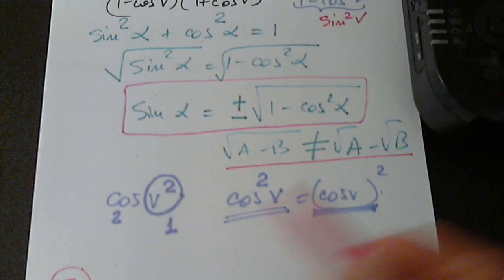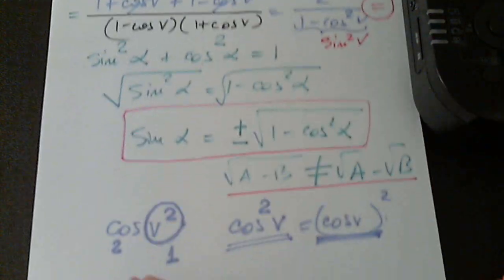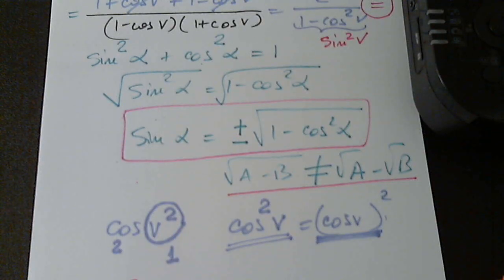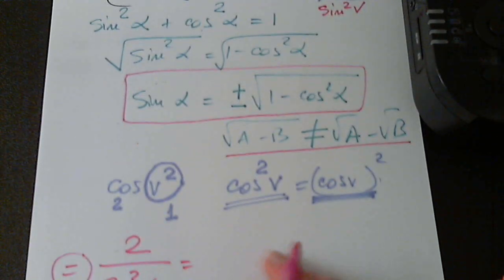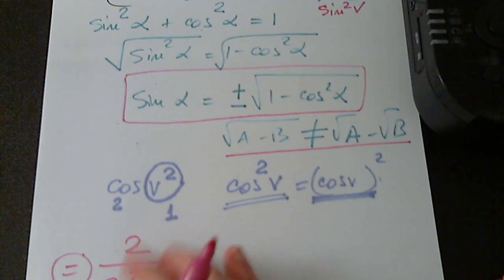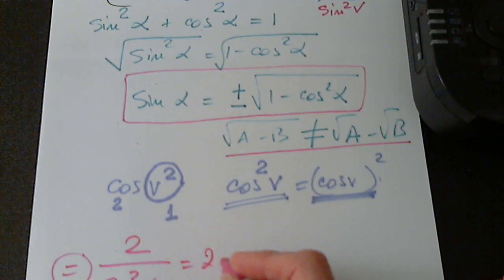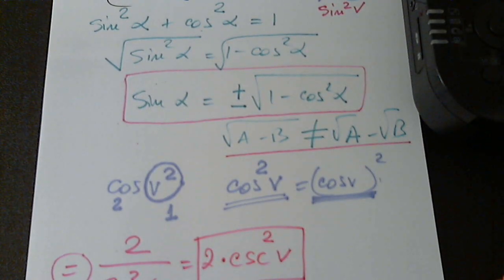I'm jumping over, follow the circle. So I'm going to write it one more time in here. 2 over sine squared v. What function is 1 over sine or 1 over sine squared? Cosecant squared v. Very good. And this is the final simplified form. Excellent.